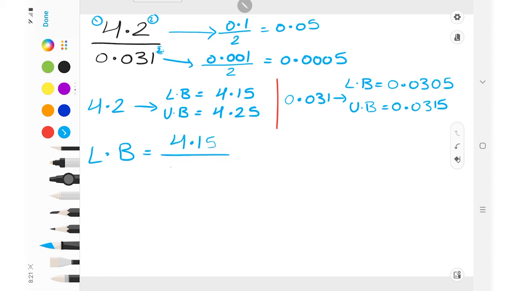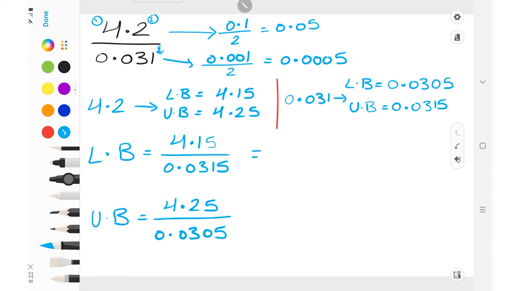divided by what? Upper. And for my upper bound, it's upper divided by lower. And this is 131.75. And the answer here is 139.34. That's it. One more example. Two more examples, not one.